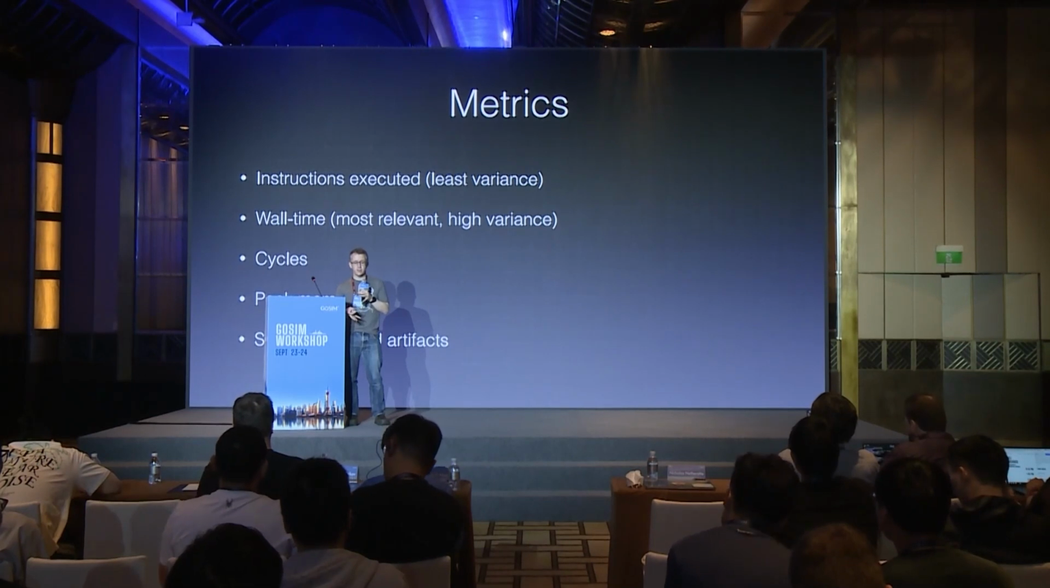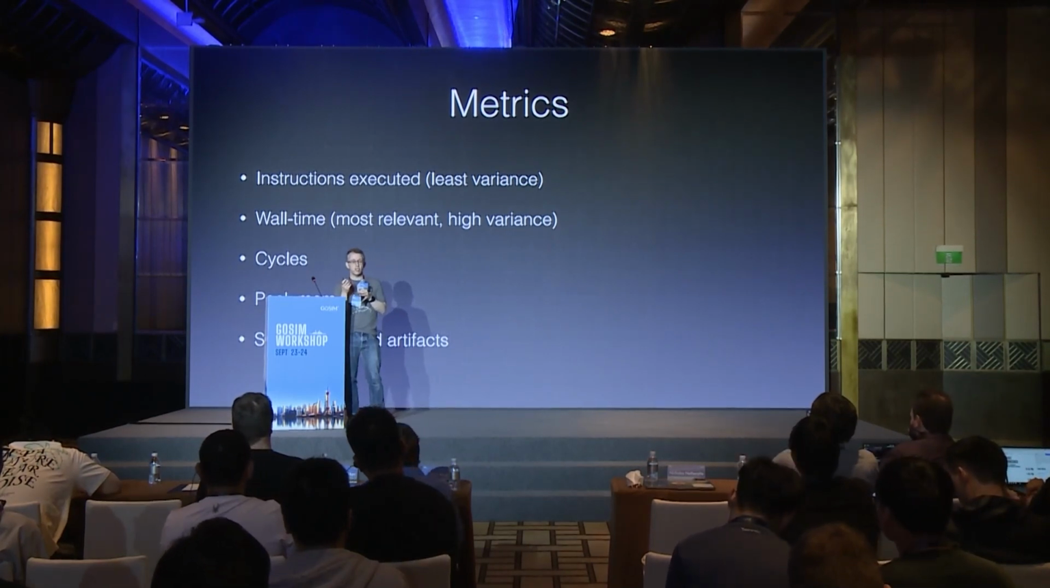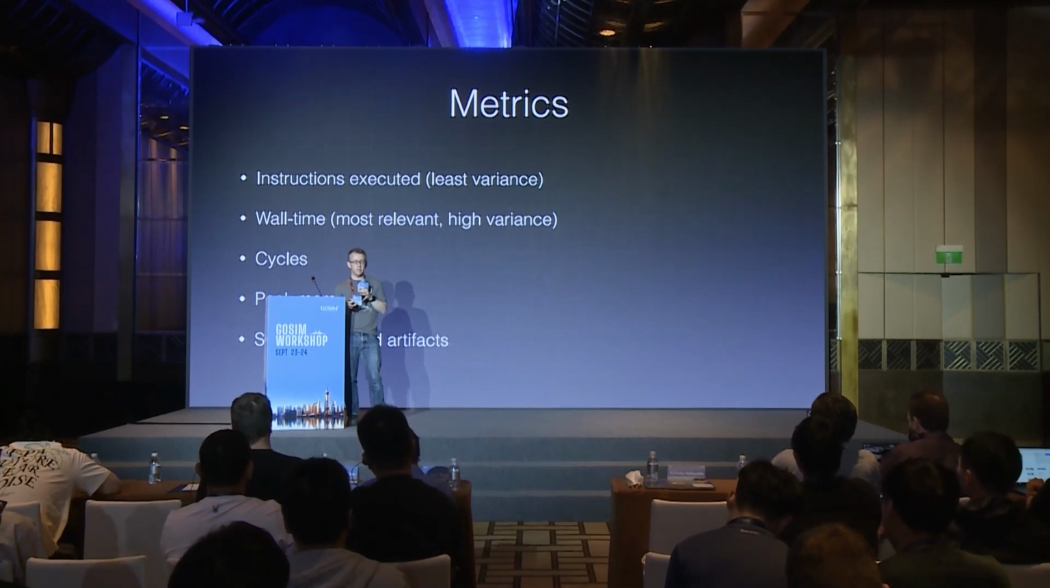Then there's the question of metrics. What are we measuring? We have 5 main ones: the number of instructions executed, the wall time, the number of cycles, the peak memory, and the size of the compiled artifacts.